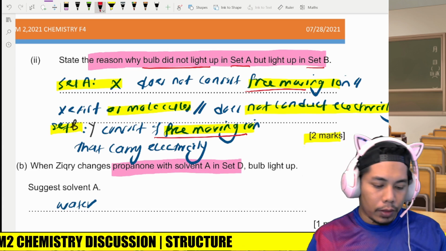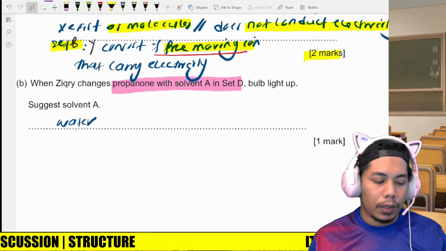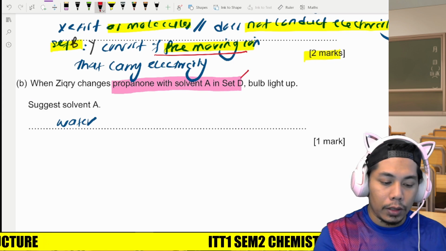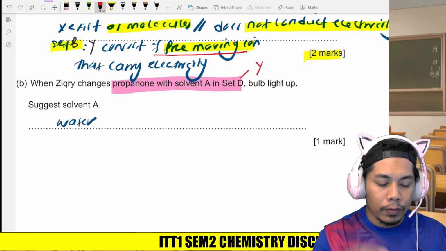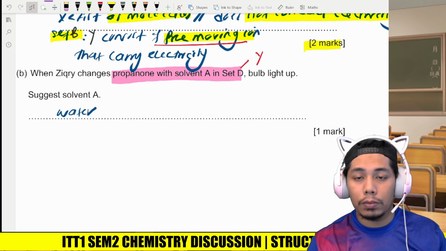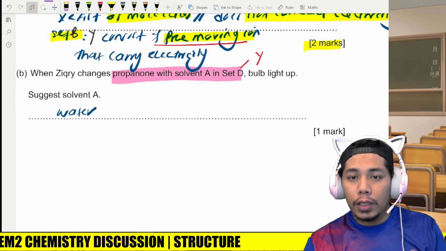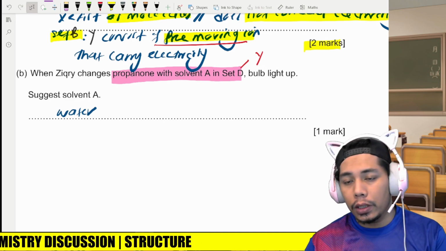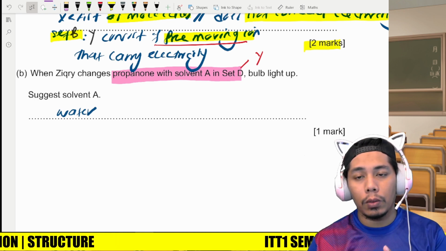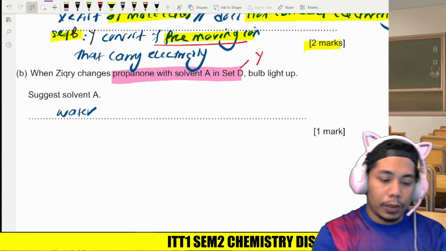Okay, B: when Zikri changes propanone to solvent A in set D, the bulb lights up. As we know, in set D, if you refer back to the question, there is compound Y. But Y does not dissolve because it is in an organic solvent, that is in set D, because it uses propanone. Now it is replaced with solvent A, and then it can carry electricity. This means A is water, because compound Y dissolves in water. Y is an ionic compound.